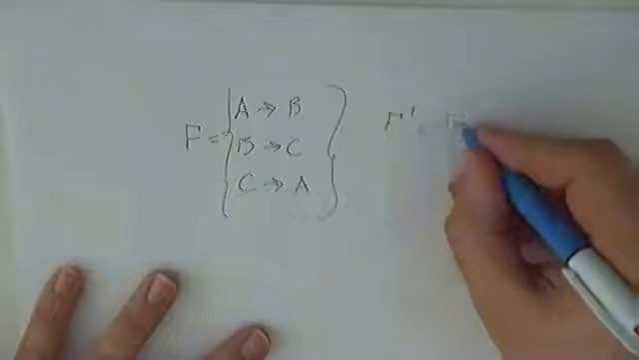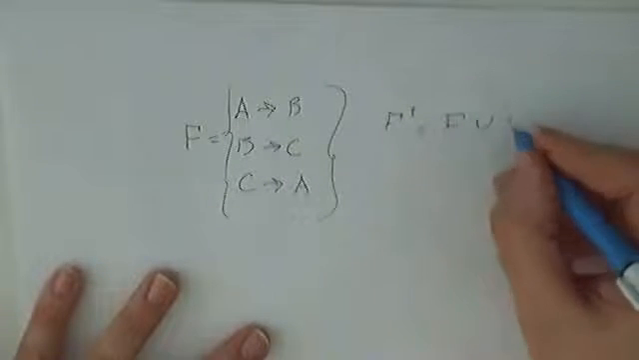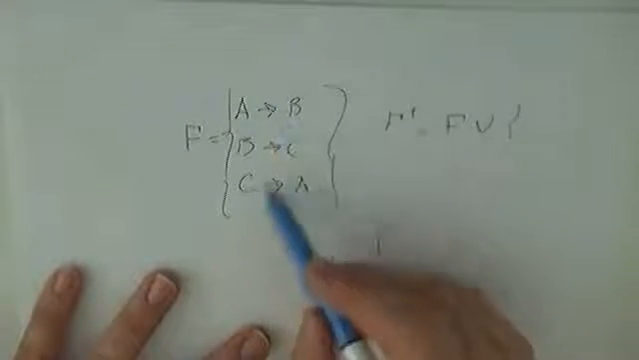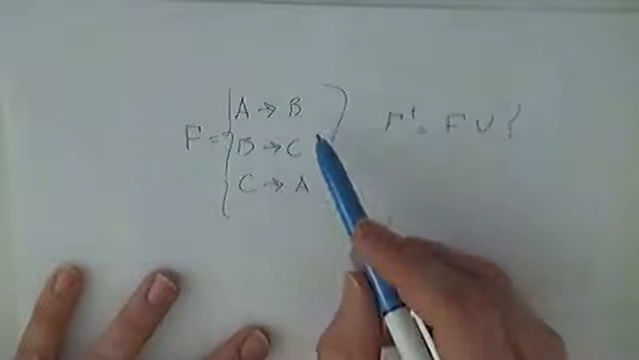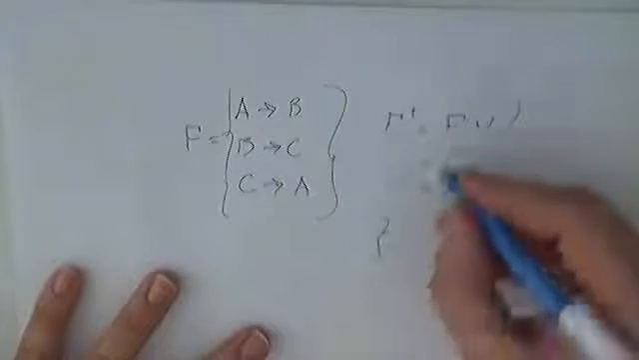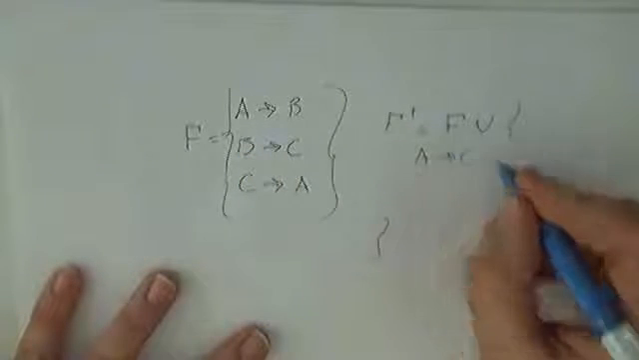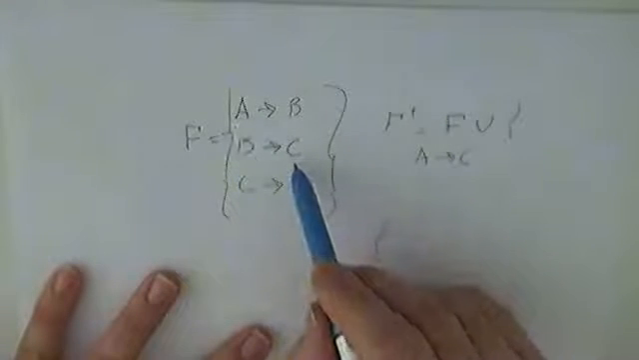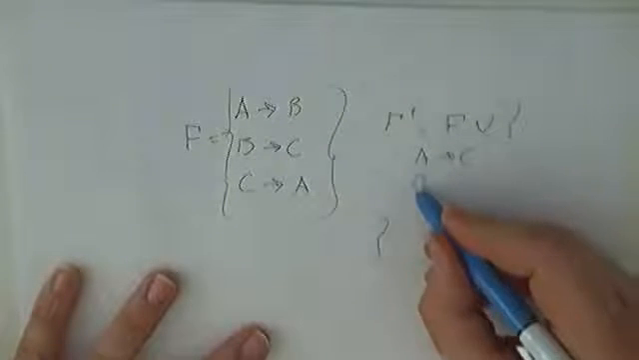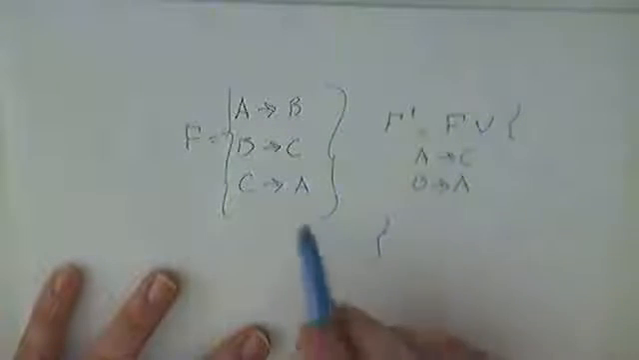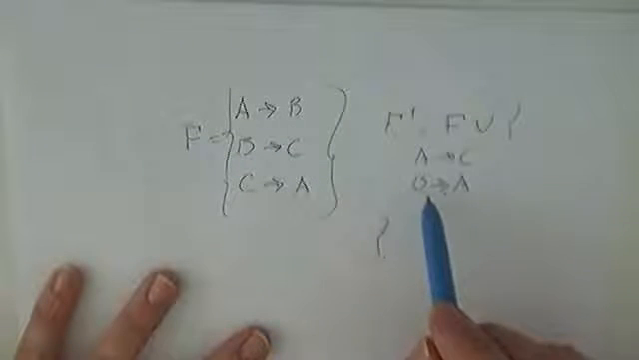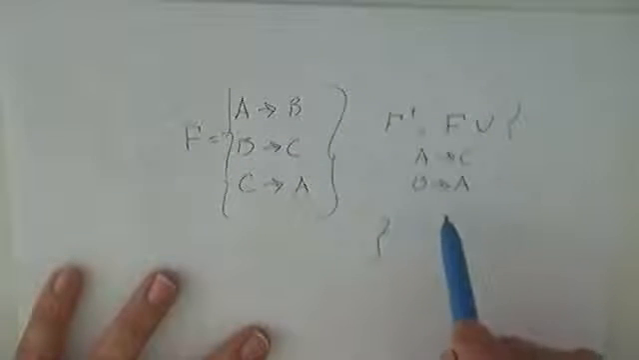Okay, F plus is F union something. So all of these are, of course, in F plus. Then we have A goes to B, B goes to C. Therefore, A goes to C is in that set. And then B goes to C, C goes to A. So B goes to A is also there, right? And these are the non-trivial ones, because of course we have A goes to A, B goes to B, etc.